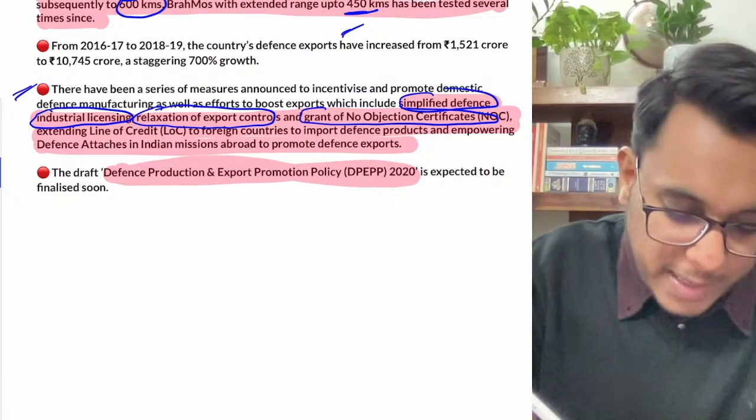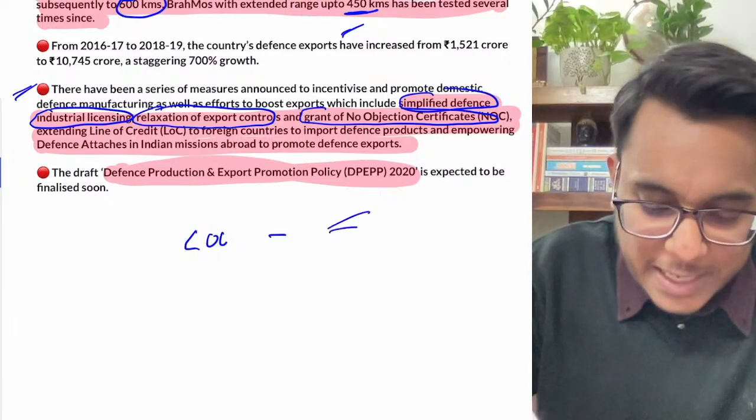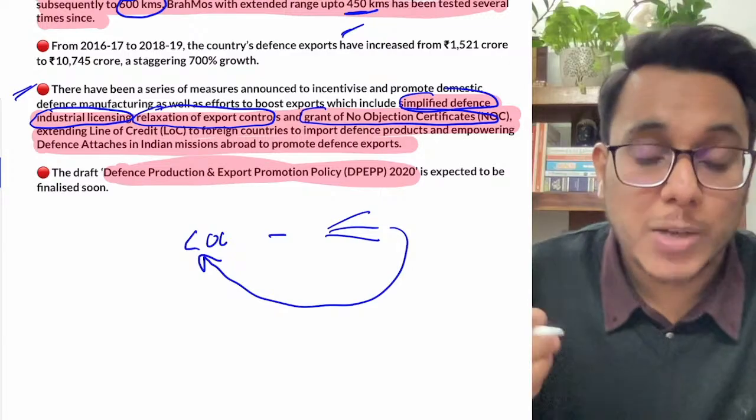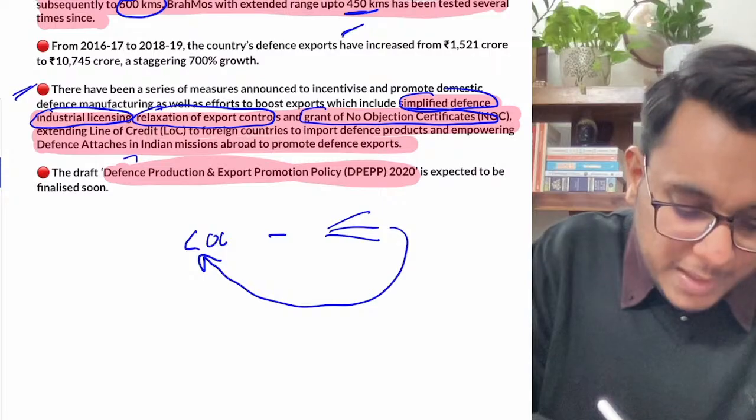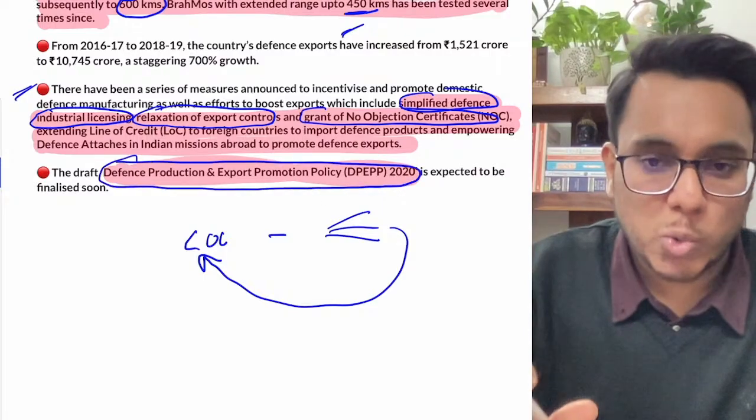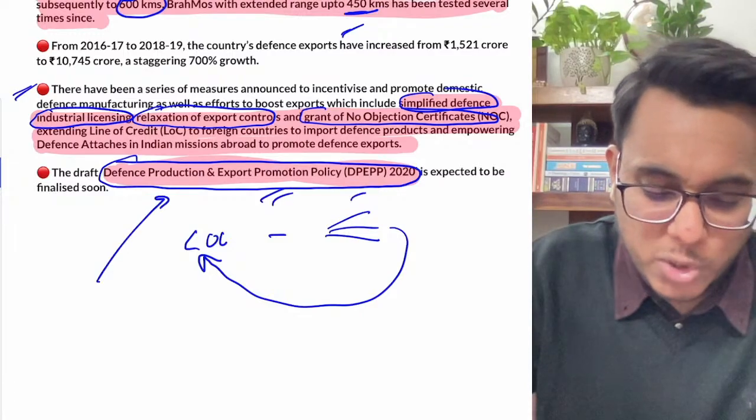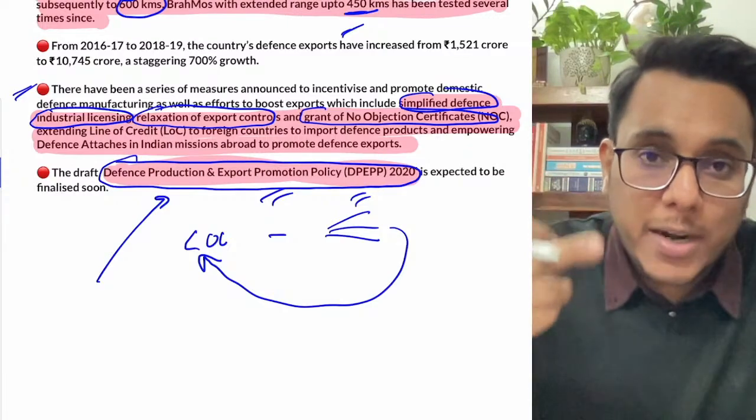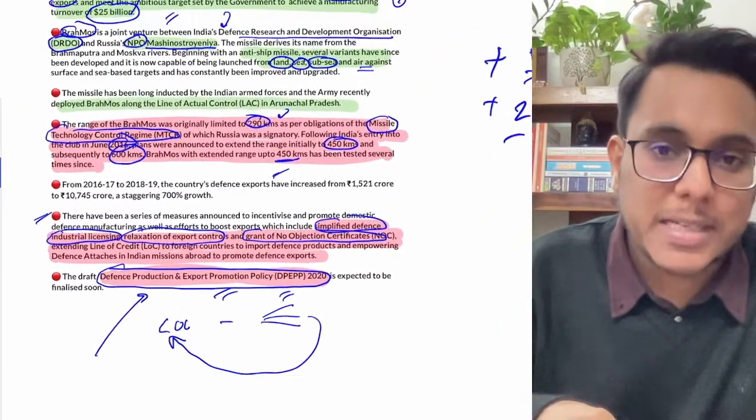Then India is also providing lines of credit to foreign countries, so that they can use the money we give in buying weapons from India. So a line of credit is being provided. And after that, India is also finalizing the Defense Production and Export Promotion Policy 2020. Now this will be finalized soon, and once it comes, we will see this also. This policy will come out with a liberalized regime in order to promote defense exports. So this is something that is going on.